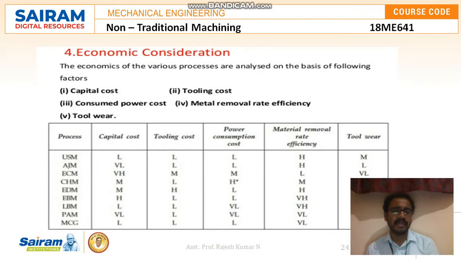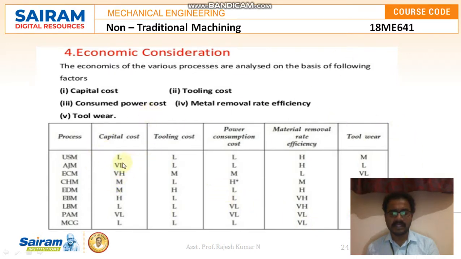And the last one, economic consideration, which is very important among all those things, where the various processes will be analyzed based on the following factors: capital cost, tooling cost, consumed power cost, metal removal rate efficiency, and tool wear. You can see L indicates low, VL indicates very low, VH indicates very high, and M indicates medium. Just go through this particular table again.